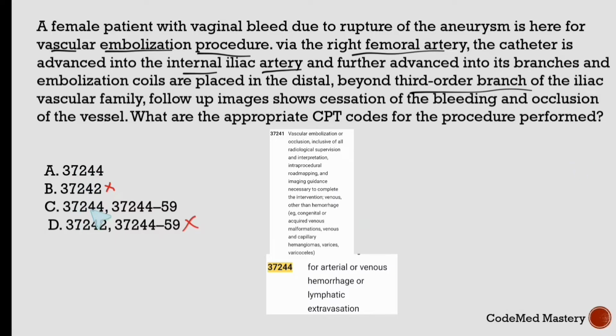The first code we checked was 37244. Now they have again mentioned 37244 with modifier 59. Modifier 59 is usually used to indicate that a procedure is distinct or independent from other services performed on the same day. But in our question, this is a vascular embolization procedure, right? So here they have not performed any separate distinct service. So we should not code modifier 59. By this we'll eliminate option C. The right answer is option A. Let us move on to the next question.